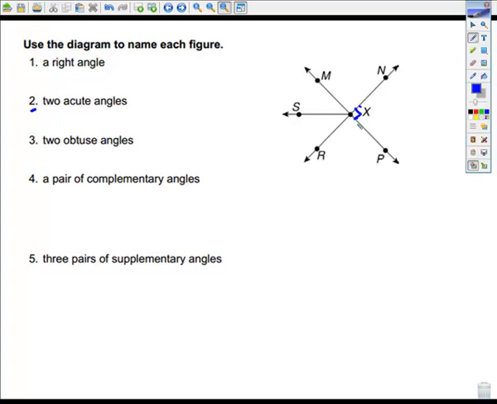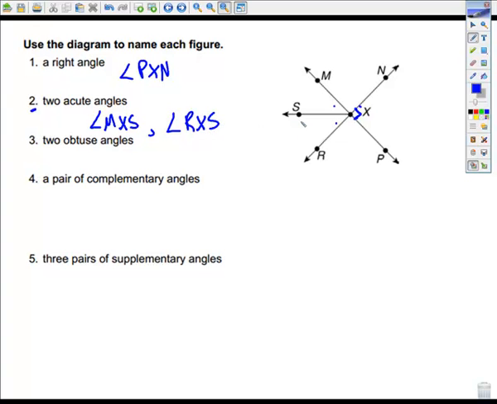But again, I can't just call it X because I have an MXS, and that's not the angle I'm looking for. And I have other angles with X as a vertex. So I'll say angle PXN. Now I need to name two acute angles. Remember, an acute angle is greater than 0 but less than 90. And I can see right here that these two are greater than 0 but less than 90. So MXS and RXS.